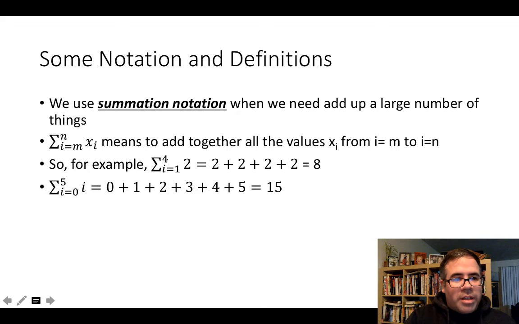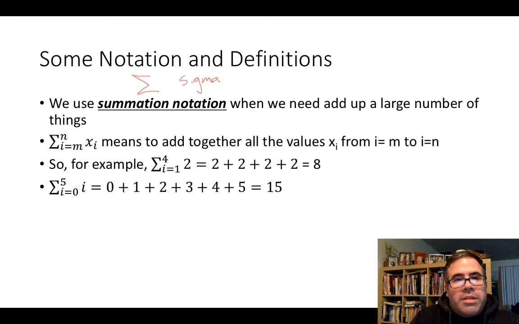This is probably an unwelcome reminder from past classes, where you're going to be using a lot of what's called summation notation, which uses this, a capital Greek sigma.